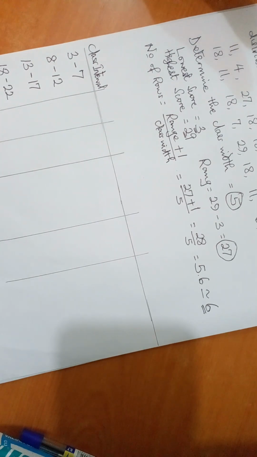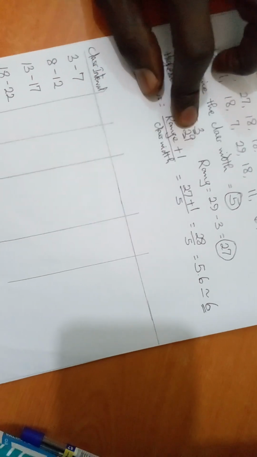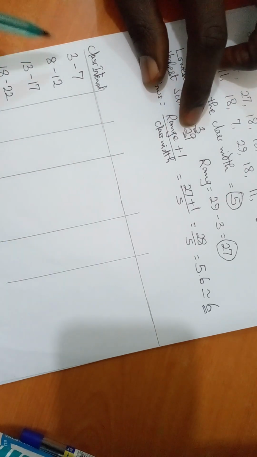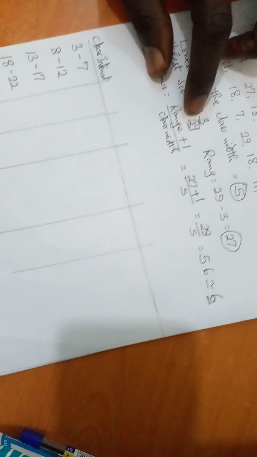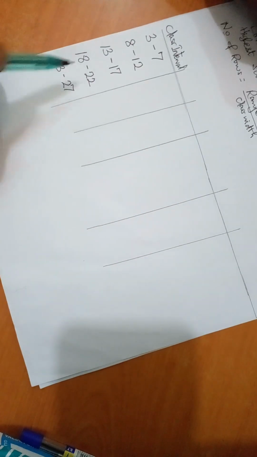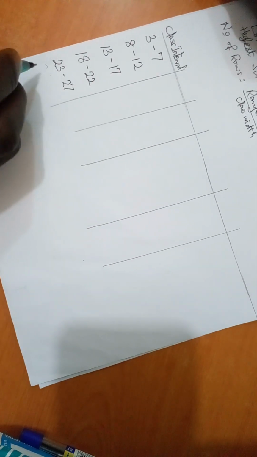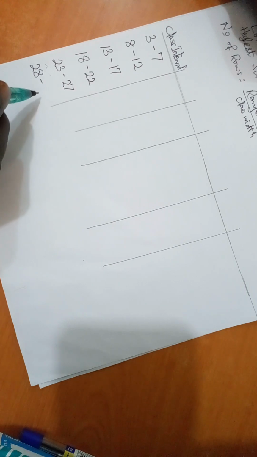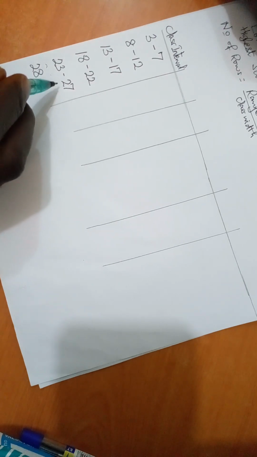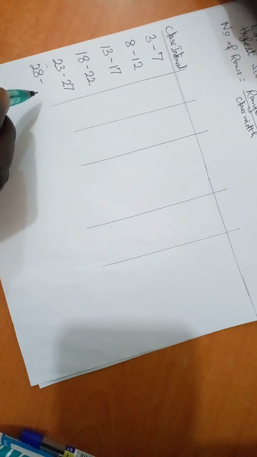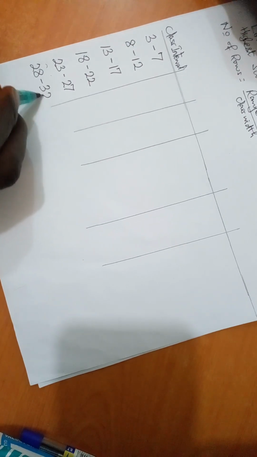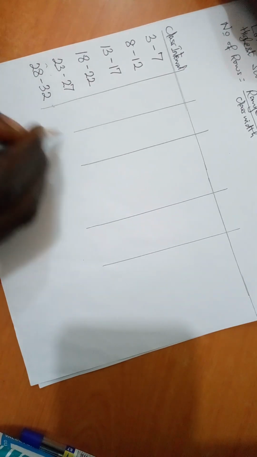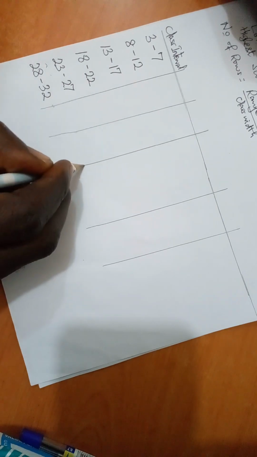Of course, you agree with me at this point that we have not exhausted the data, as we still have the highest score being 29. So we still have to create one more class, which will be the sixth one. We've created 1, 2, 3, 4, and we have also created 5. All right, so the last one will now be from 28. This does not mean that we're going to stop at 29. Rather, we have to be consistent, so the next will be 32.